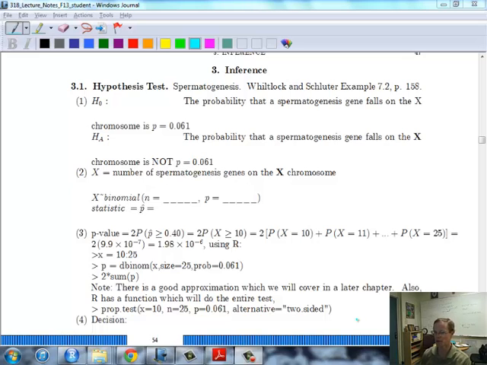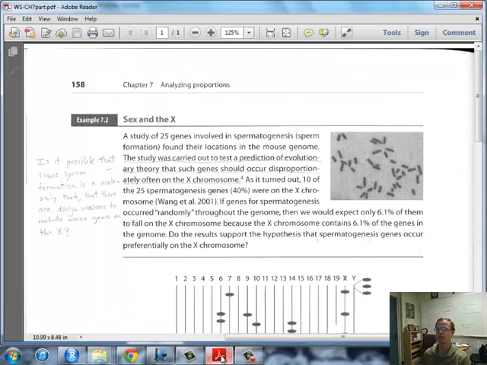We're going to do Whitlock and Schluter Chapter 7, the hypothesis test. Okay, now, for the hypothesis test, I've got the basics laid out here. We're going to use the same exact four-part structure that we'll always use for hypothesis tests. So, first of all, null hypothesis. Doing the Whitlock-Schluter example, let's see, I've got that popped up here.